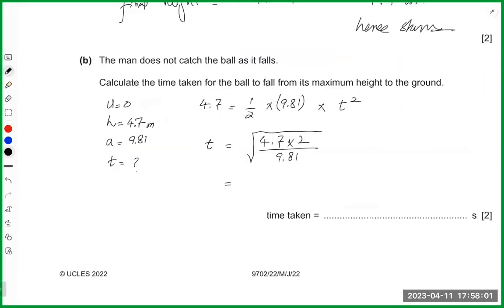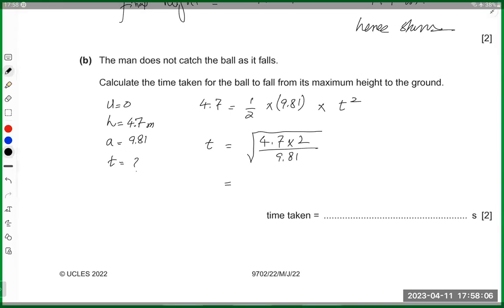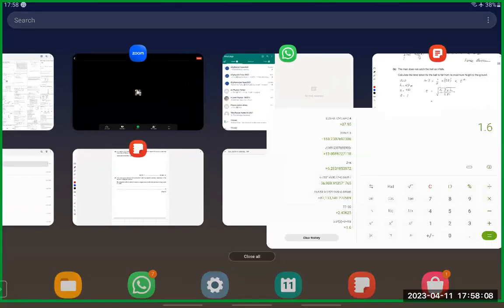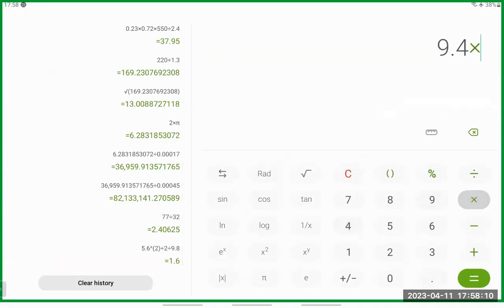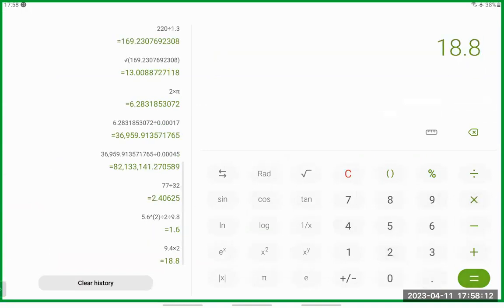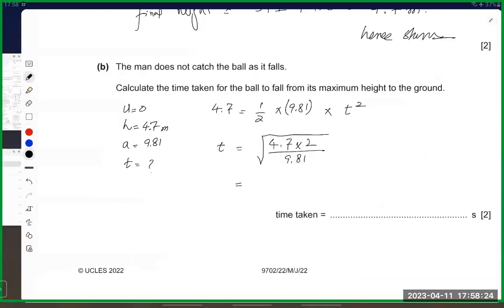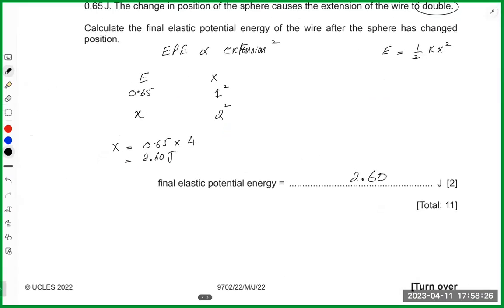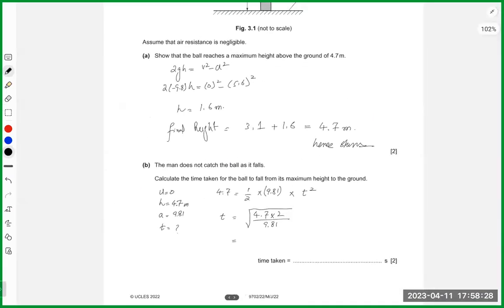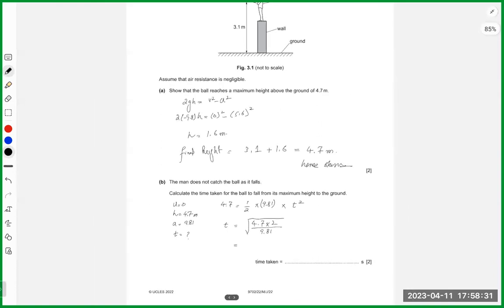So 4.7, the double of 4.7 is 9.4. 9.4 divided by 9.81. Just 1 second. Time taken for the ball to fall.